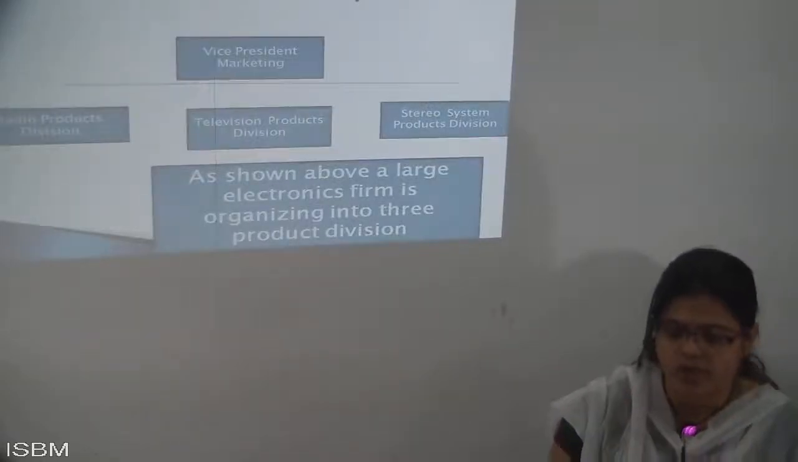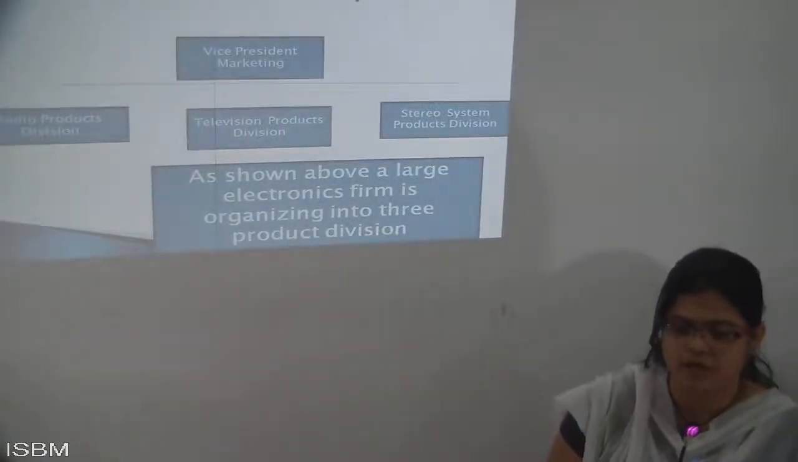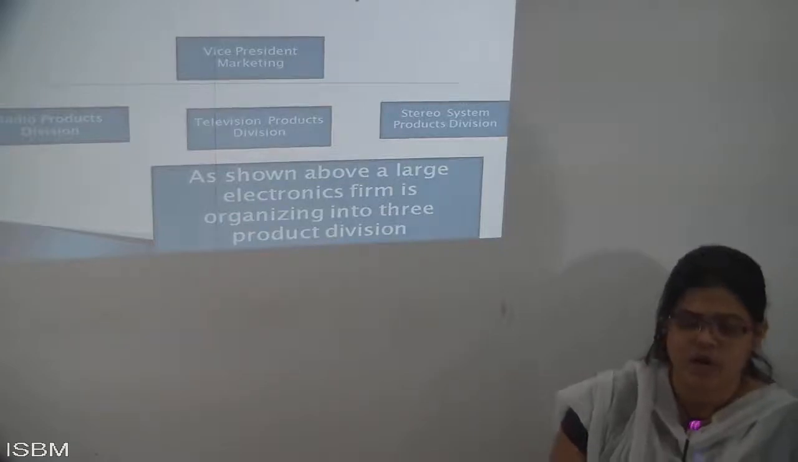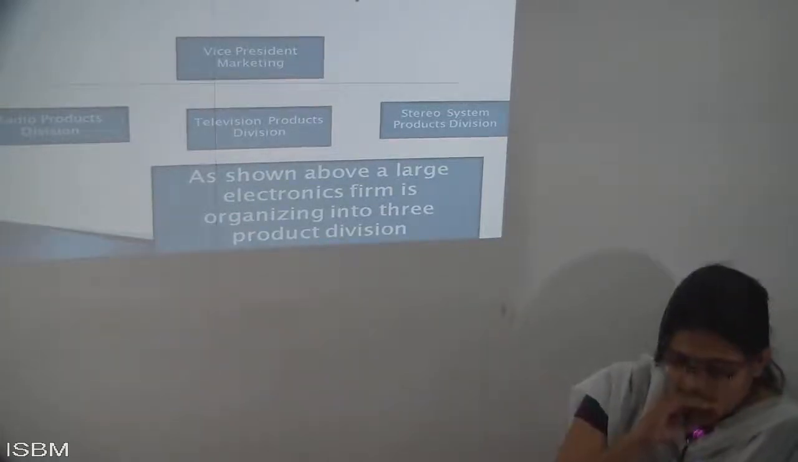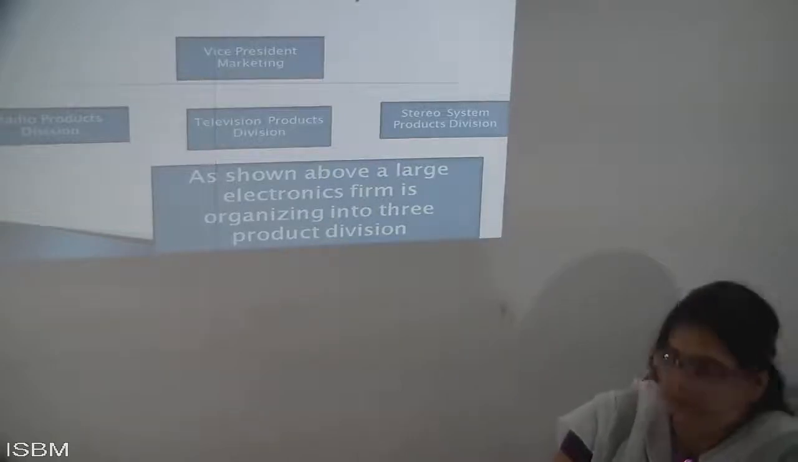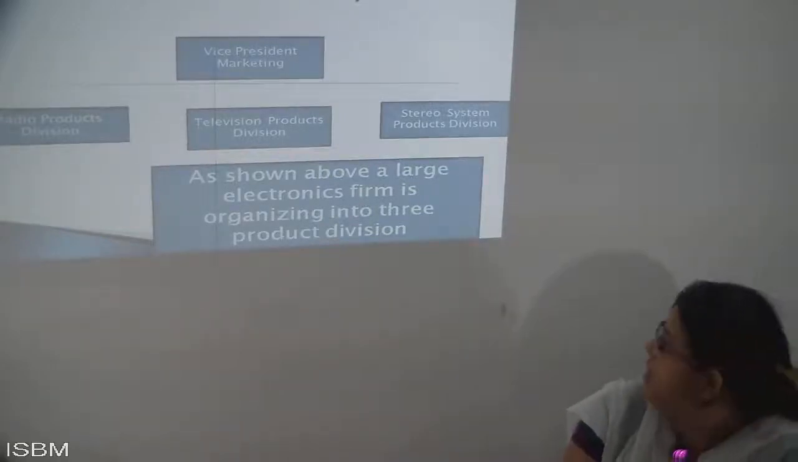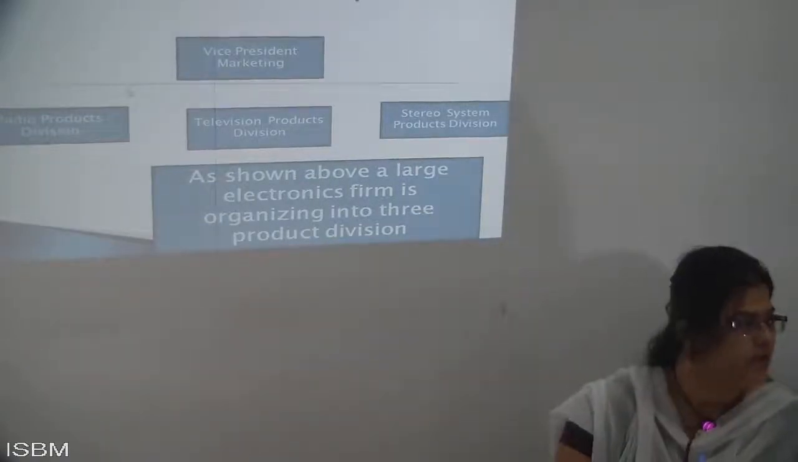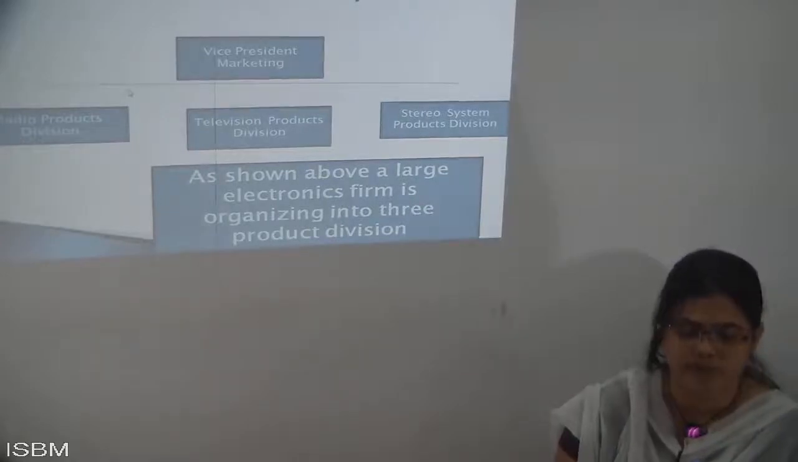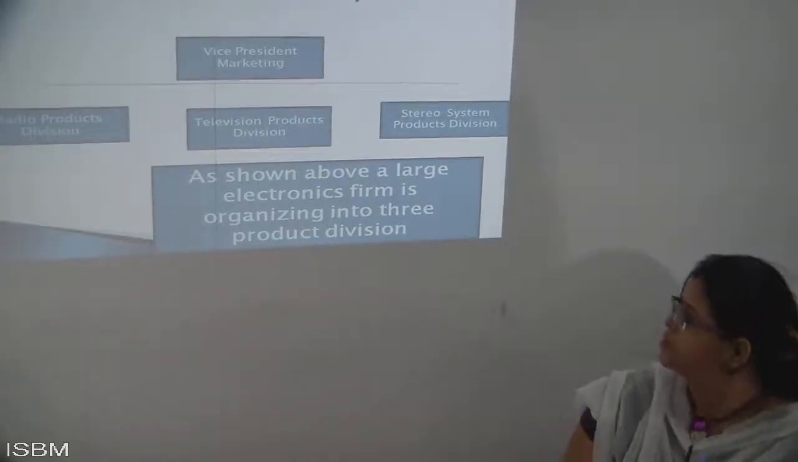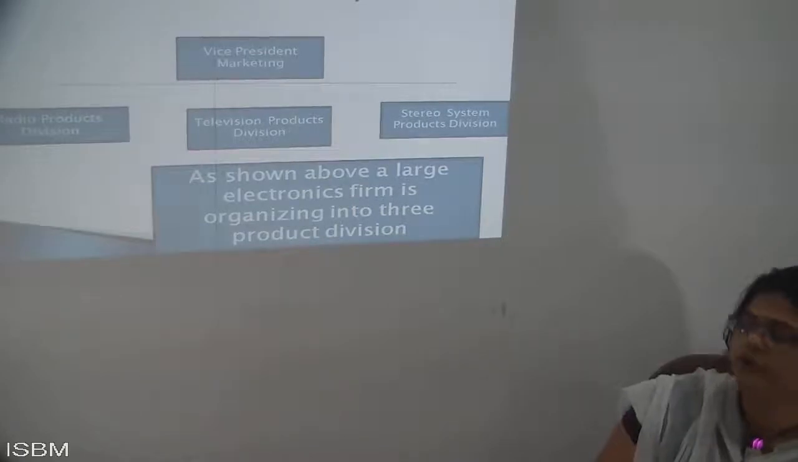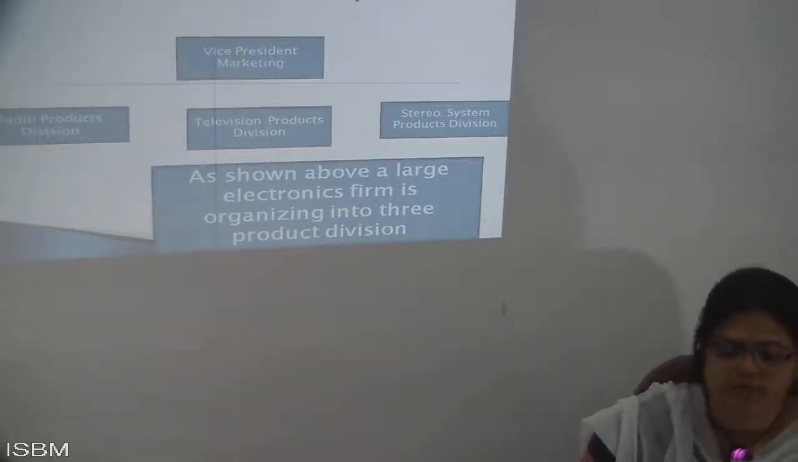Now I have given you one chart, and with the help of this chart you can analyze it. As you can see in the bold text, it says: as shown above, a large electronics firm is organized into three product divisions. They have different product divisions: first a radio product, then a television product, and then studio systems. So this is a different way.